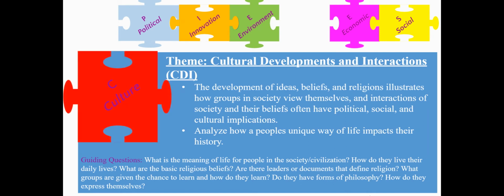C is for culture, specifically the cultural development and interactions. So what we're looking at here, guys, is the development of ideas, beliefs, and religions. And these illustrate how groups in society view themselves. It looks at the interactions of society and then their beliefs that usually have political, social, and cultural implications, both causes and effects. We're going to analyze how a people's unique way of life impacts their history and how it helps them view the world around them, how they're going to take in other cultures and other people.